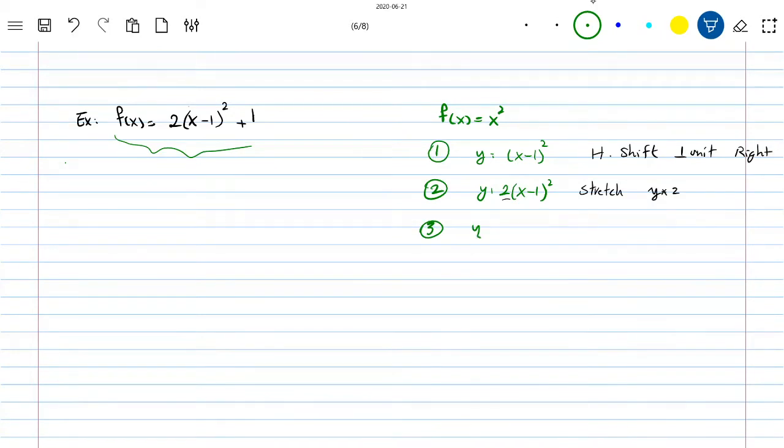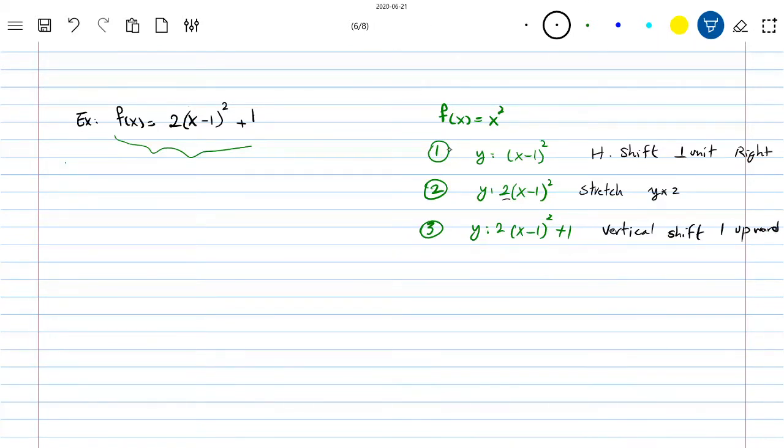What's the last step to get to the final function? We add a 1 at the end. So what does that one do? It's a vertical shift. How many units? It is 1 unit upward.